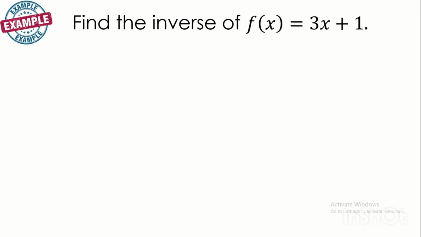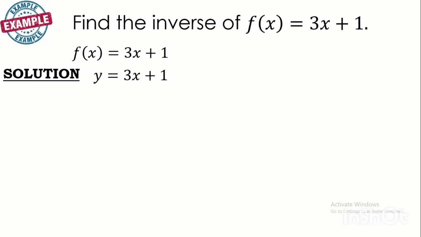For example, number 1, find the inverse of f of x is equal to 3x plus 1. So, that is the original function. First, we need to change f of x into y. So, magiging y equals 3x plus 1. So, pinalitan lang natin tong f of x ng y. Sunod, interchange the variables. So, yung y, gagawin nating x. Yung x, gagawin nating y. So, magiging x is equal to 3y plus 1.